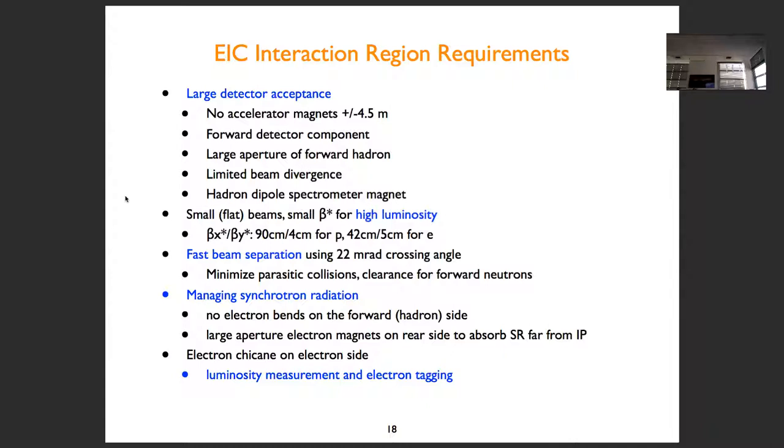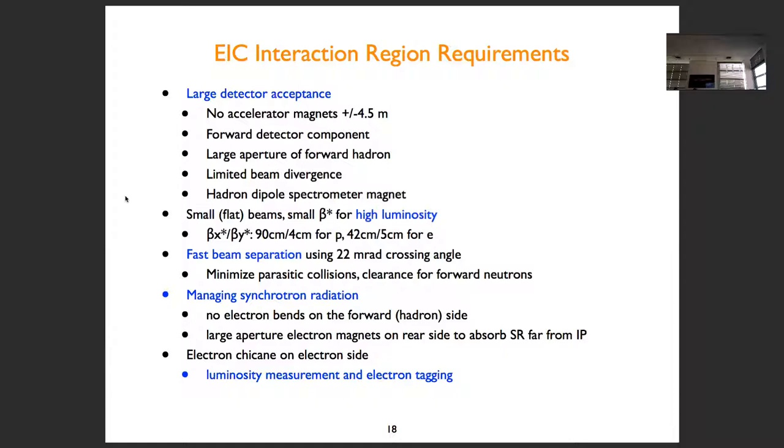So the ratio is 90:4, but why centimeters? What is 90 centimeters? This is a unit for the beta function. This is accelerator terminology. What's a beta function? I know beta, which is v over c, which is dimensionless. It's not that beta. So just to consider, this is how much you squeeze.